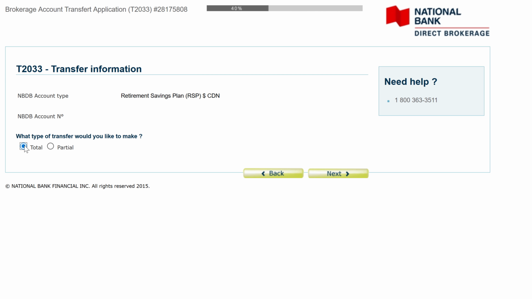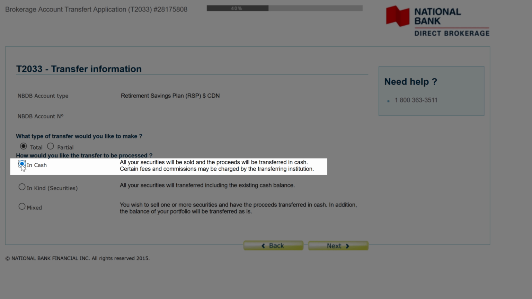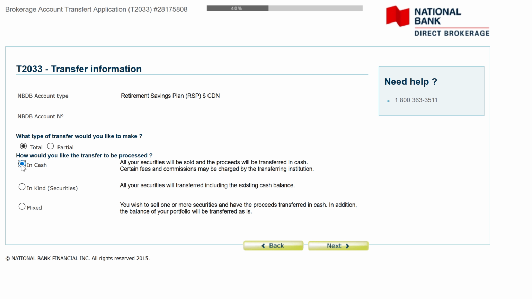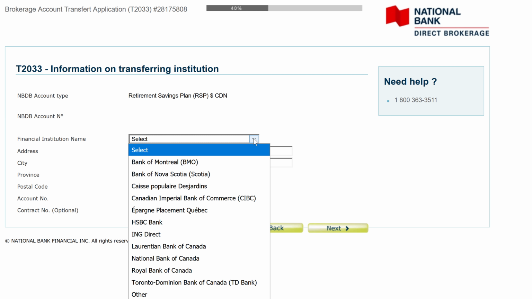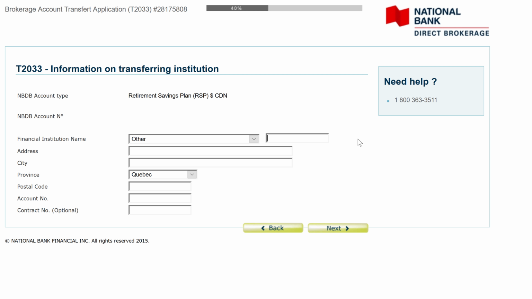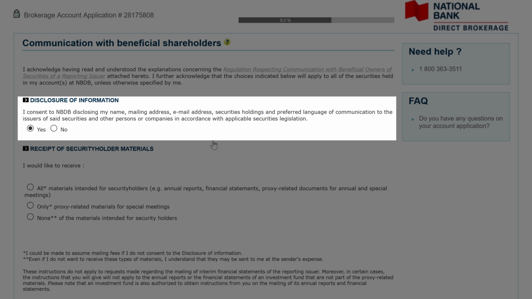It is important to understand that transfers from other institutions can be made in cash or in kind. In the case of cash transfer, the assets will be liquidated and will be transferred as cash. Please keep in mind that you do not have to liquidate your assets in order to transfer. You can transfer your assets in kind, which means your assets will be transferred as they are. Please choose the institution from which you're transferring and enter the account number and the type of transfer, whether total or partial.